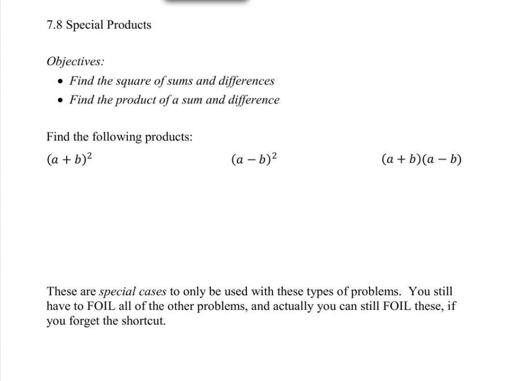Okay, this one says section 7.8, but it's not. It's 8.4. That was just a typo. And it's called special products. So basically all we're doing in this section is just continuing what we were doing with FOIL or using the box.